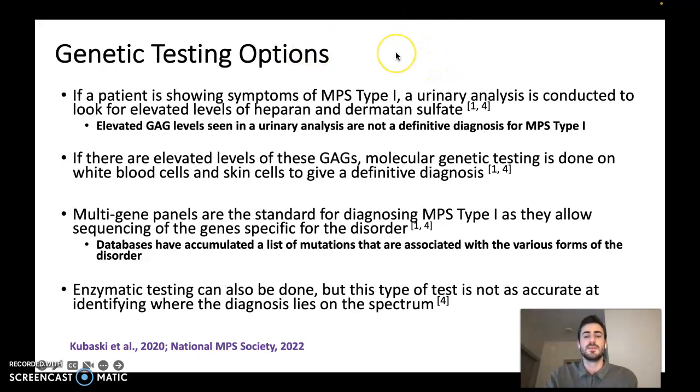Enzymatic testing can also be done, but this type of test is not as accurate at identifying where the diagnosis lies on the spectrum, because even patients who, let's say, have just 75% of the function of the alpha-L-iduronidase enzyme can still present with the more severe form, Hurler syndrome, whereas some patients who have maybe just 60% function might fall in that Hurler-Scheie category. So it's best if you use the multi-gene panel to really give yourself the most accurate diagnosis.